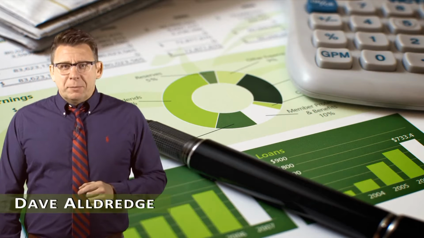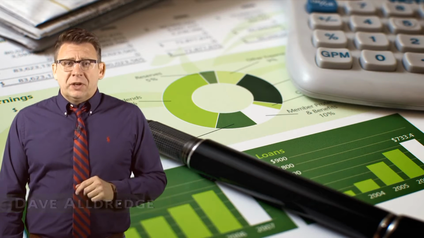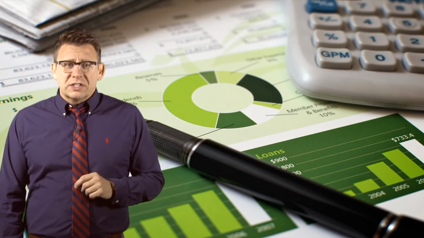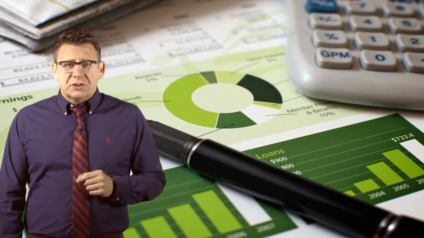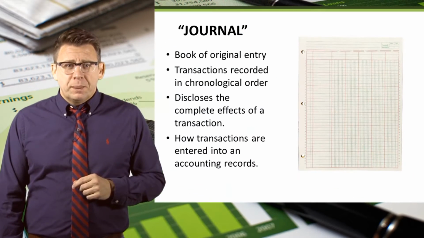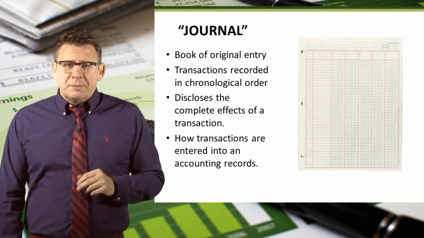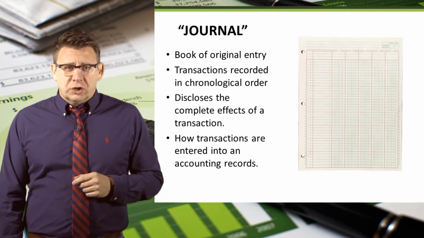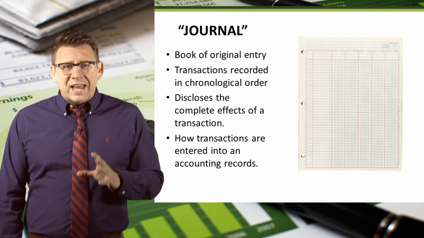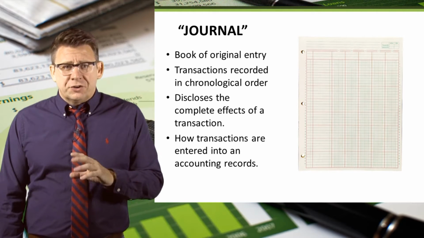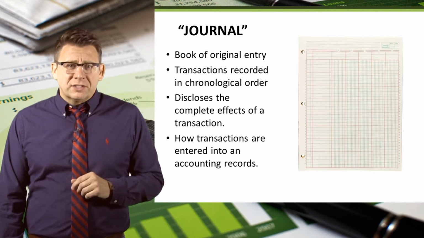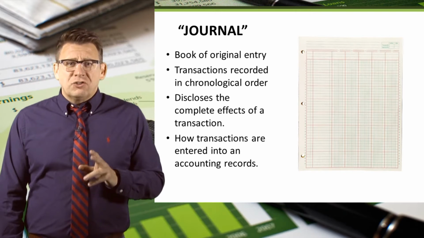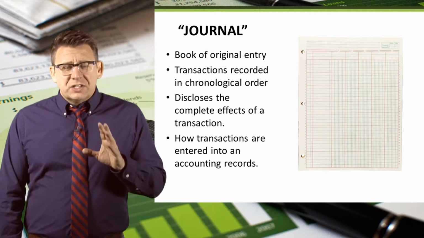Understanding accounting vocabulary is an important first step in learning how accounting really works. So let's look at some key terms and their meanings. The journal, sometimes called the Book of Original Entry or more commonly the General Journal, is how transactions are recorded or entered into accounting records.